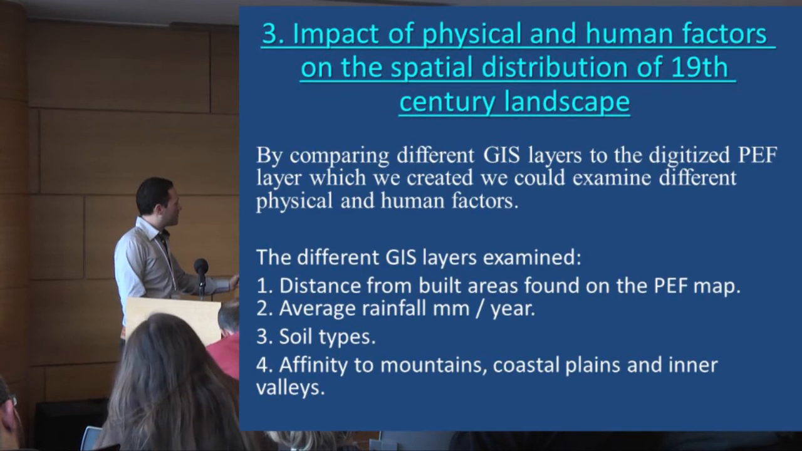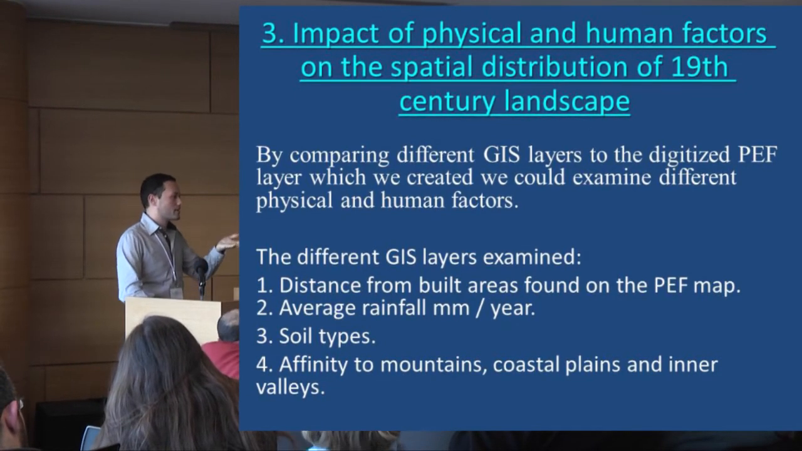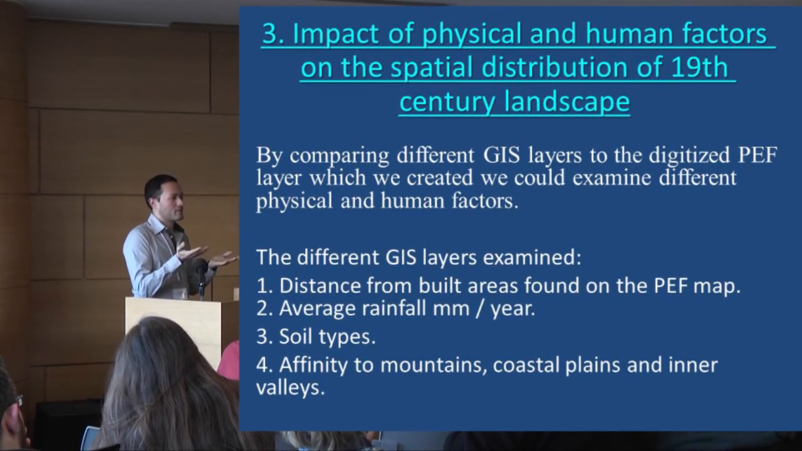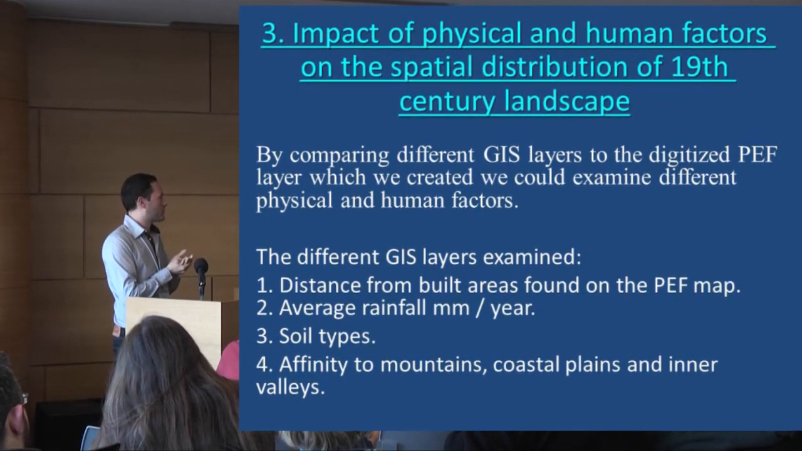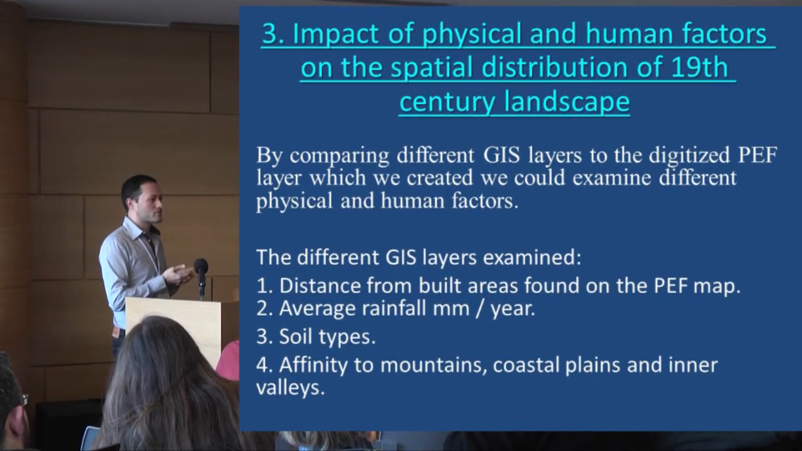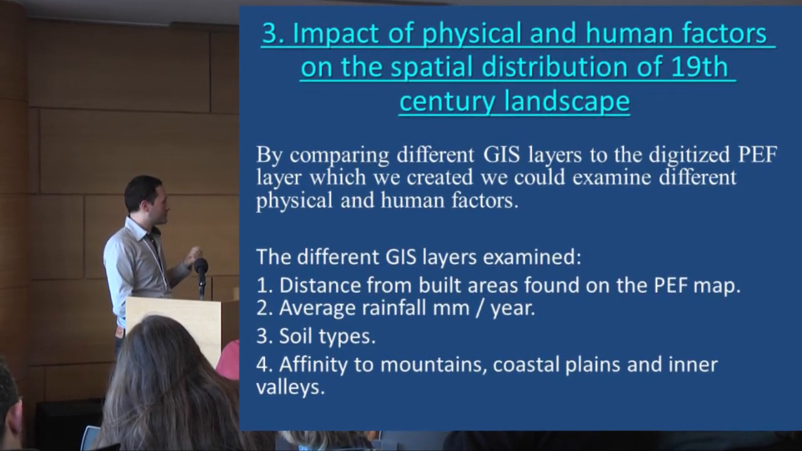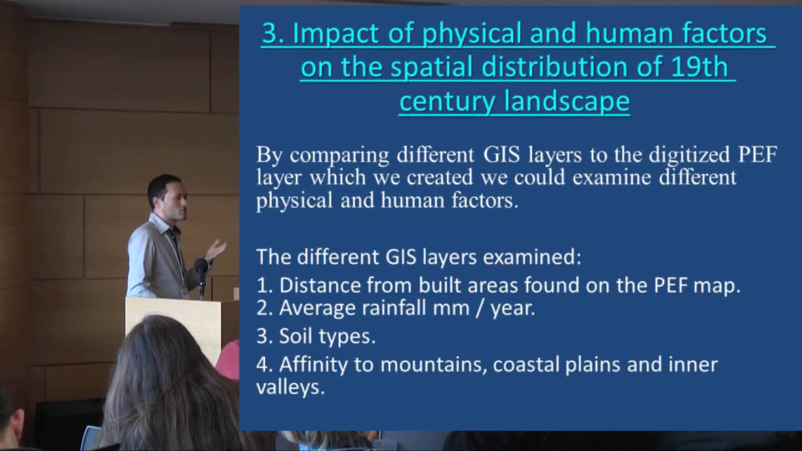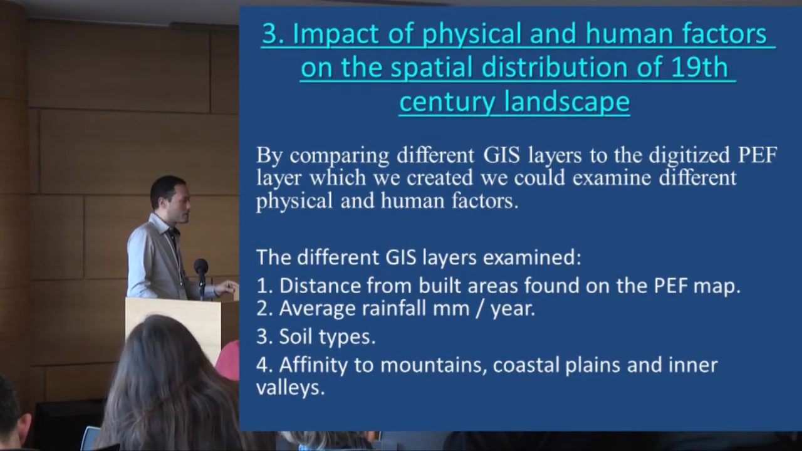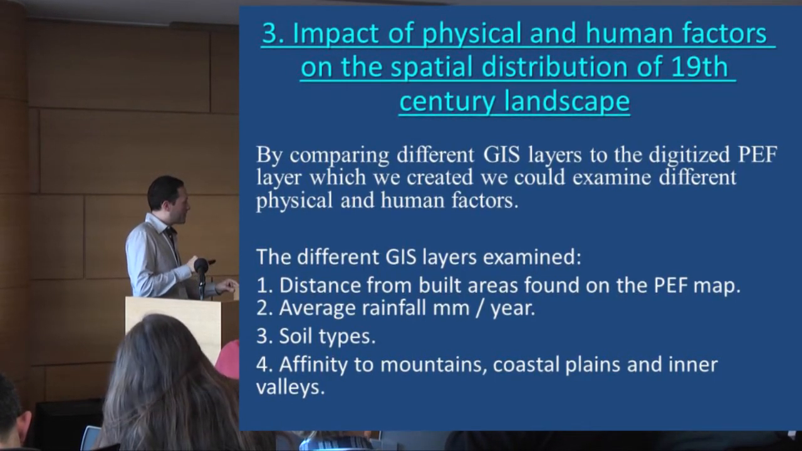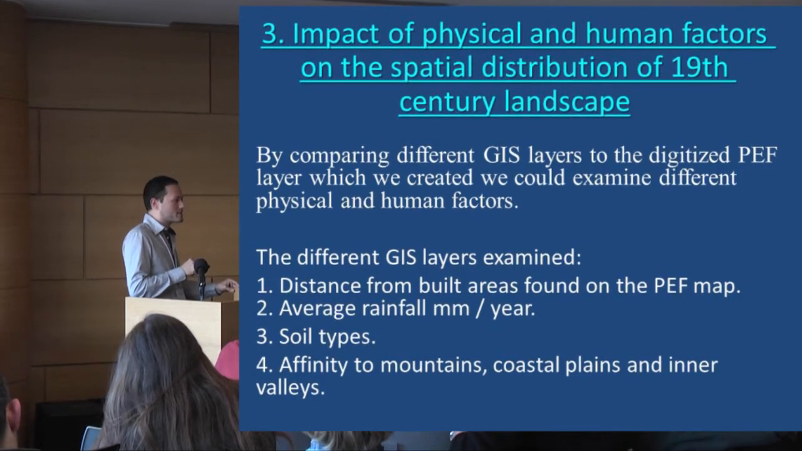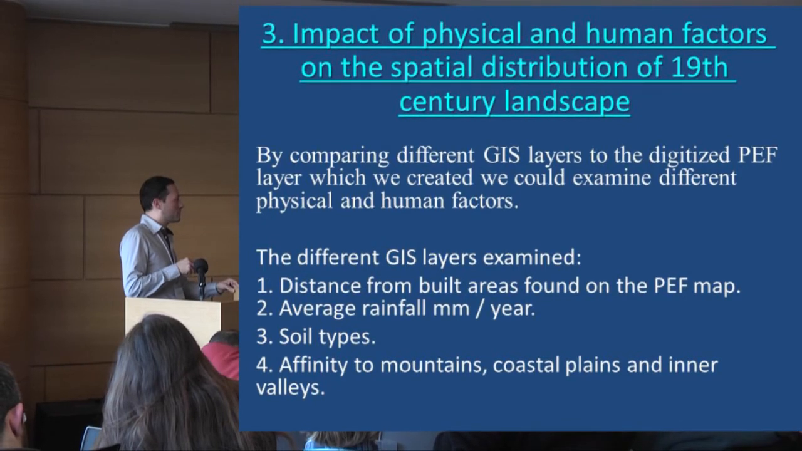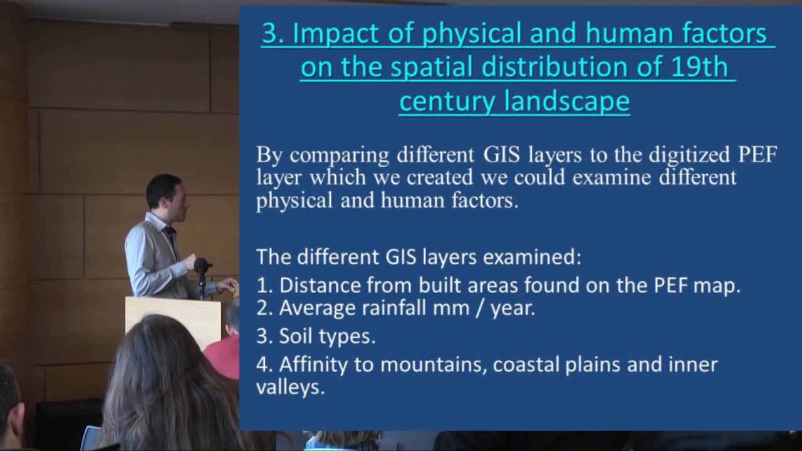Lastly, after we had this GIS layer of the PF map, we tried to see if we put other GIS layers of different human and physical factors, do we see anything special, maybe we can understand the distribution of the features in the 19th century. So we examined the PF map with, for example, distance from built areas, average rainfall, soil types, and topography. I will give you only one example of the result.